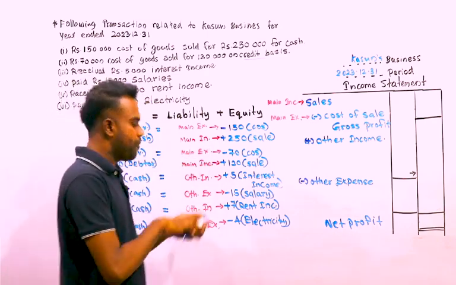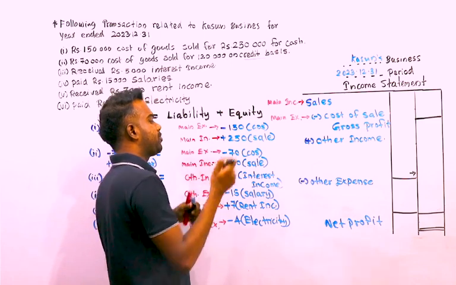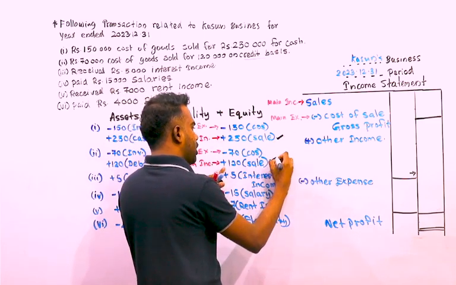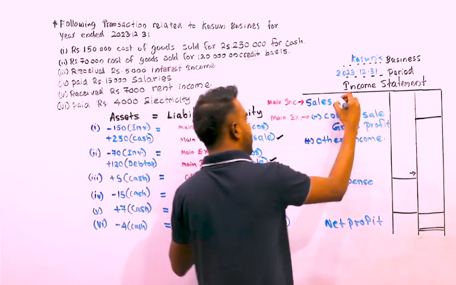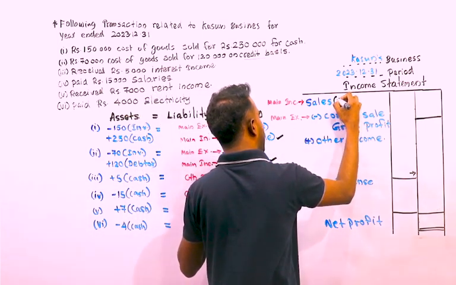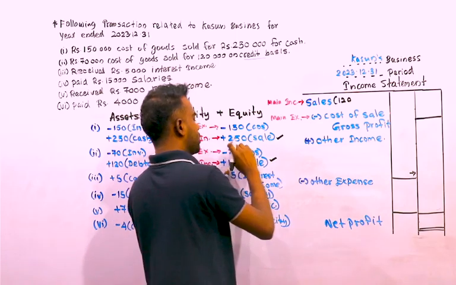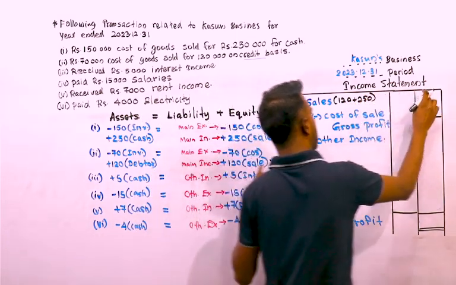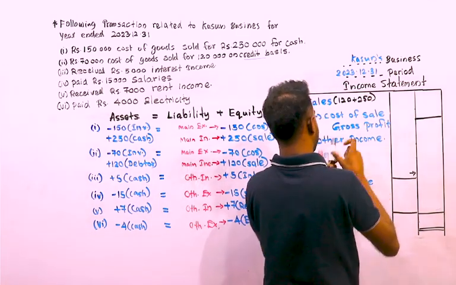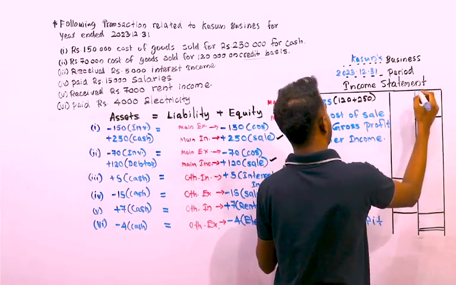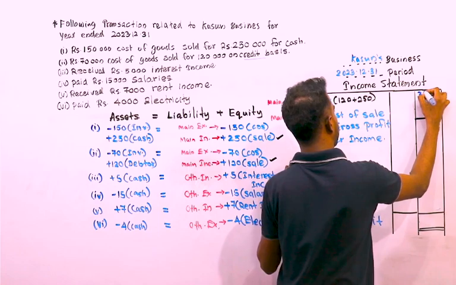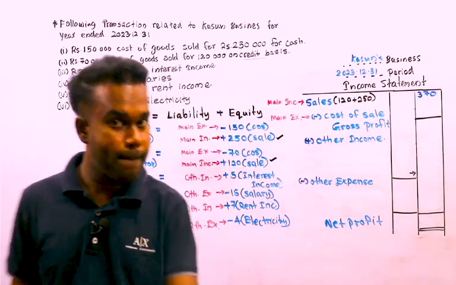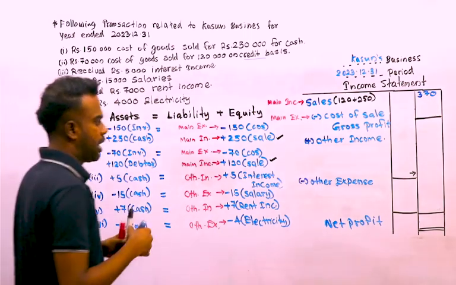Okay, how many main incomes are here? Sales and 120. These two, 250 and 120. I will write down 120 here, but get the total. 250 and 120, 370. And write down the total here, 370.